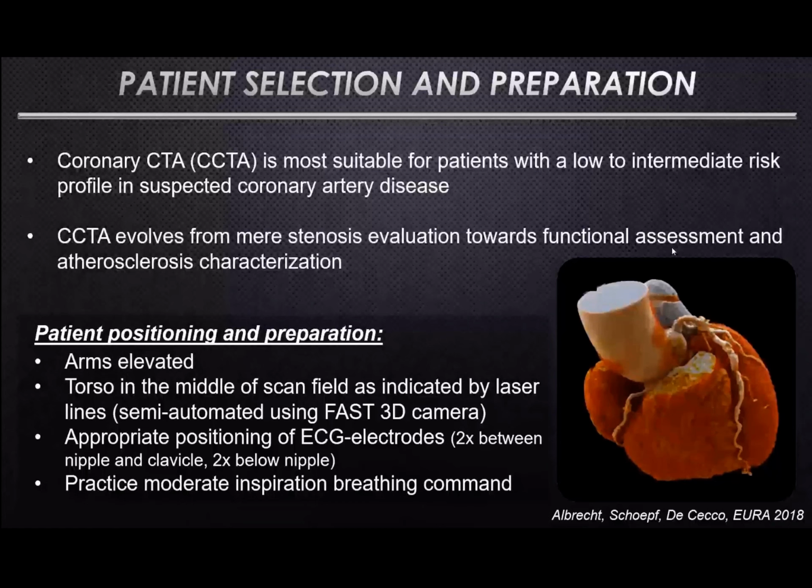So the scan will be performed with the arms elevated above the head. That means first the appropriate positioning of ECG electrodes is very relevant. The ECG electrodes are 4: 2 are between the nipple and clavicle on the left and on the right side, and 2 below the nipple at the same distance from the nipple, and the left one close to the apex of the heart should be a bit more below than the right one.